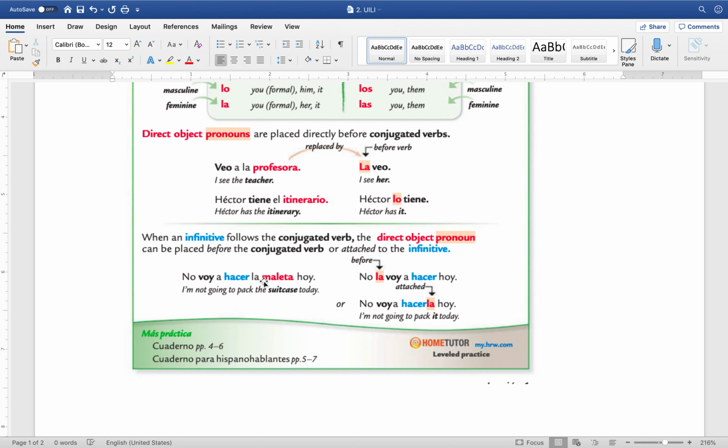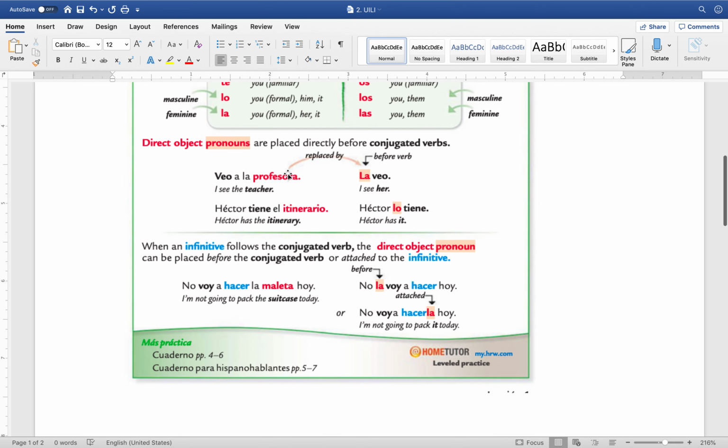All right, I don't know what to replace here. Then in your head, you say, what do I need to make or pack or do? And the answer is the suitcase. Oh, la maleta, suitcase. Okay, so you're going to replace maleta. Maleta is "it" and it's feminine, so la.